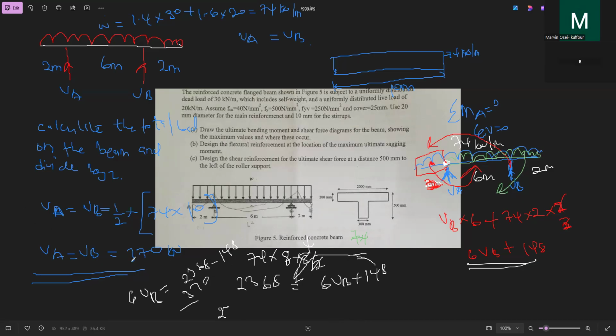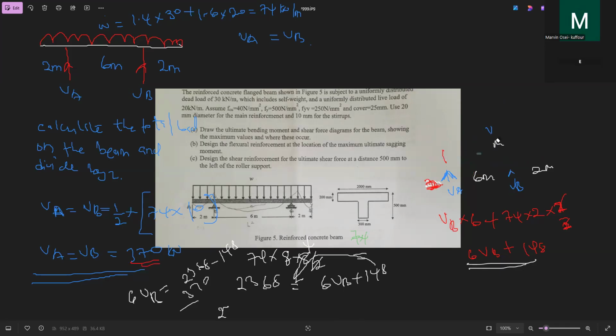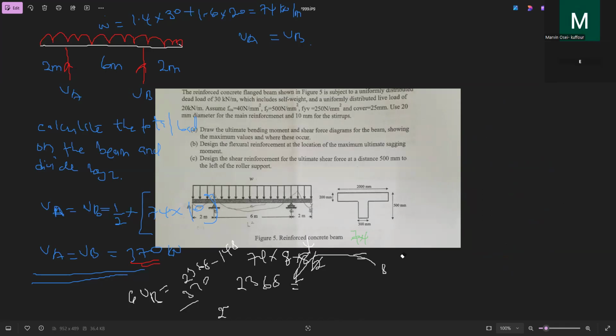So going through this whole process and doing this, you have to choose your choice. I'm not forcing you to use a shortcut, because sometimes you might see a beam system and you feel like it is symmetrical, but it's not symmetrical. And when you go and apply the symmetrical rule to it, it will not work.